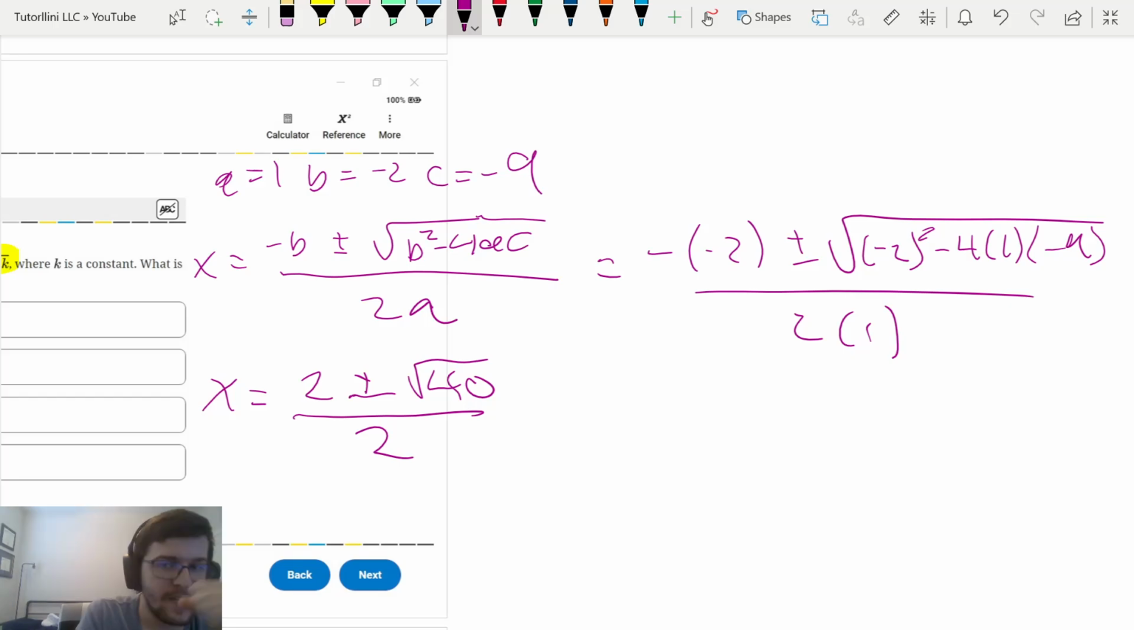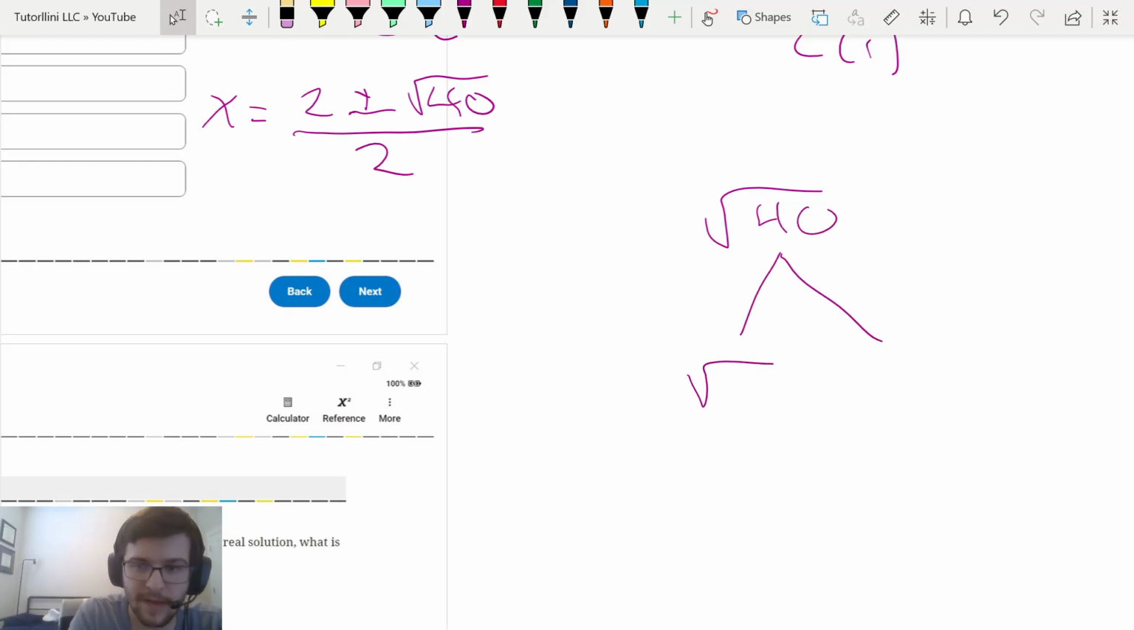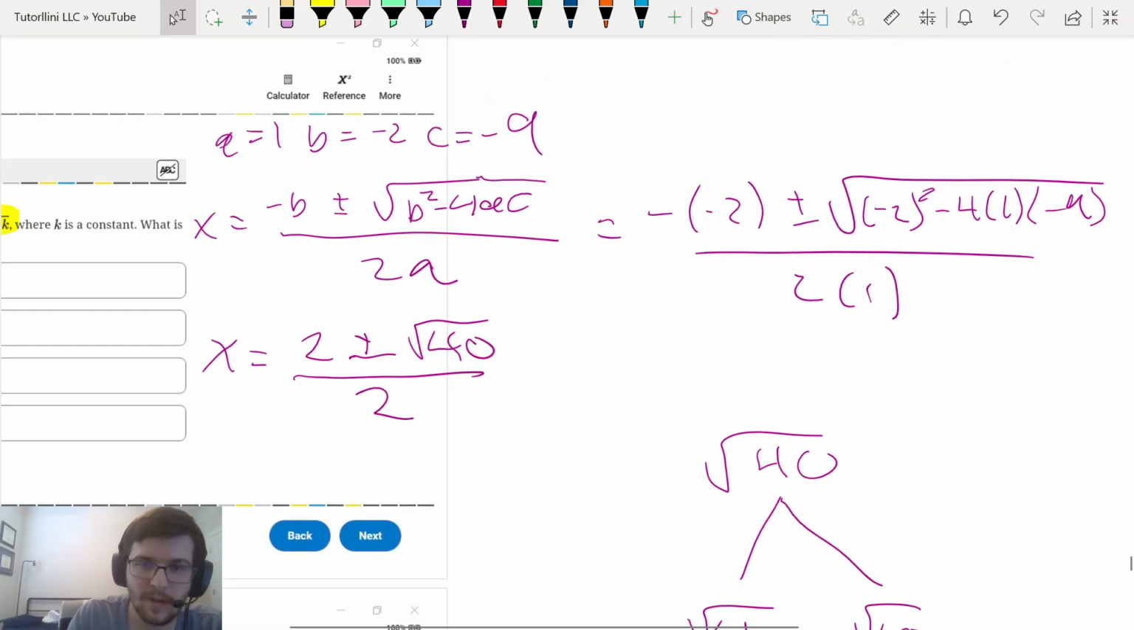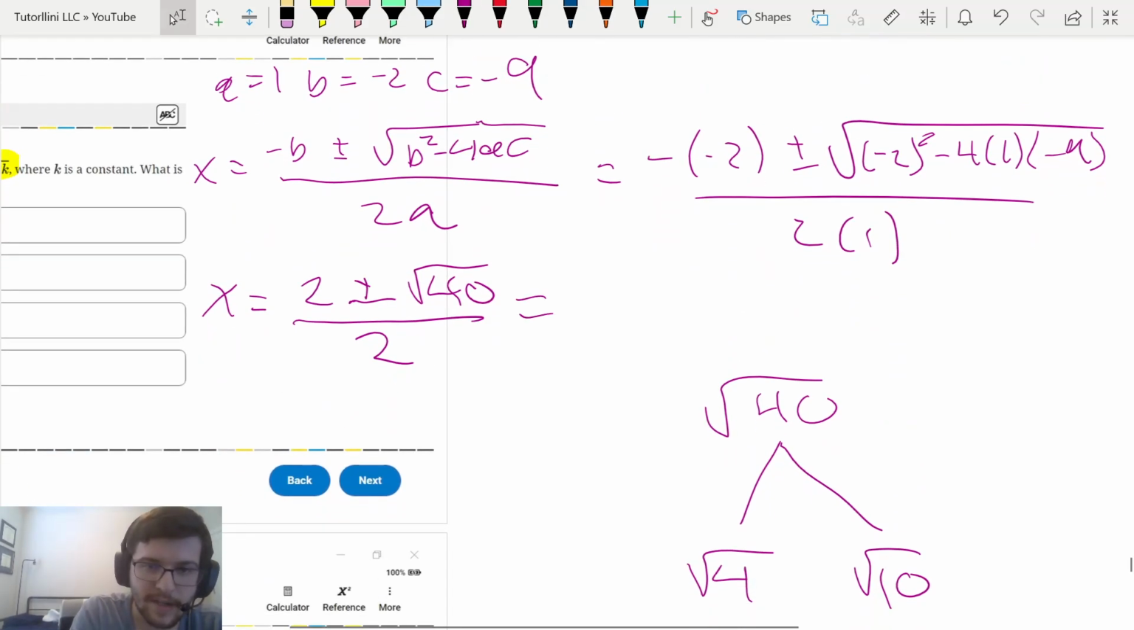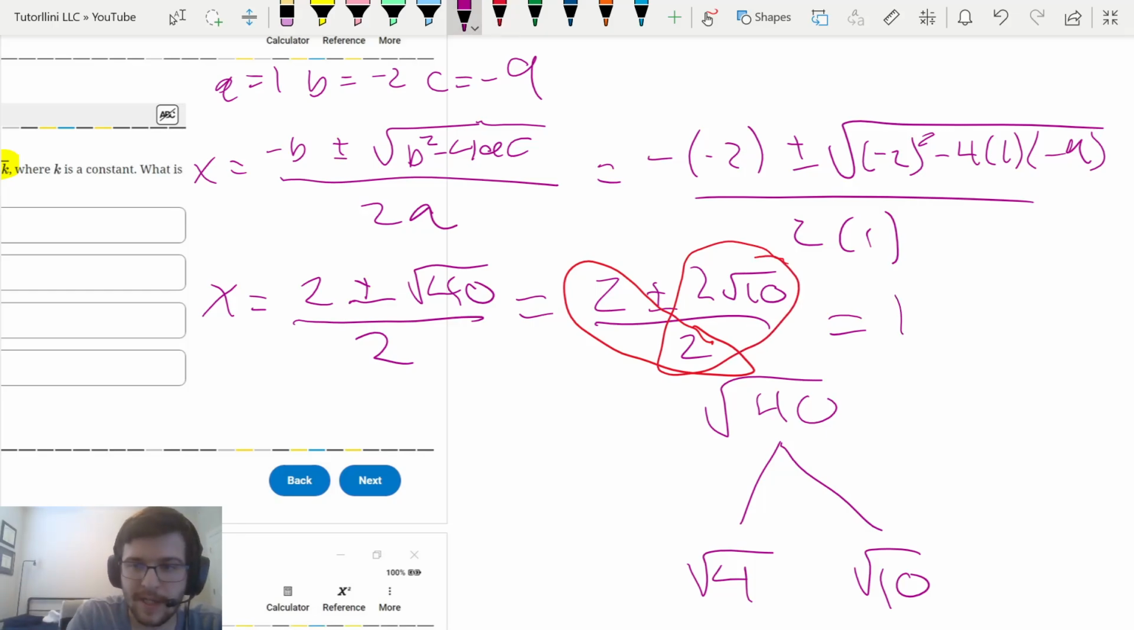over 2. Now you got to know how to simplify radicals. For this one, the biggest perfect square that goes into 40 is 4, so we write it as root 4 times root 10. Square root of 4 is 2, so this is 2 root 10. Okay, so we get 2 plus or minus 2 root 10 over 2. And now we're going to split the fraction using the butterfly or the heart. So 2 divided by 2 is 1, and then 2 root 10 divided by 2 is root 10. And you still get k equals 10.